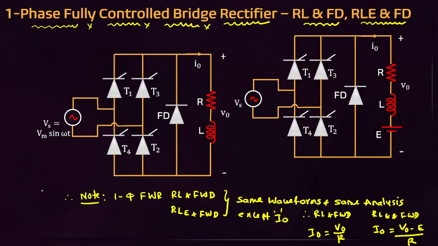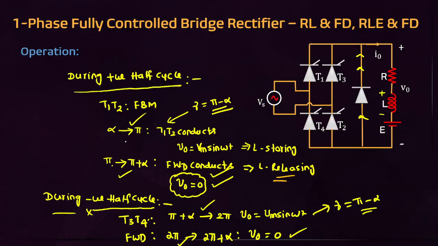Next, one more important configuration of the single phase full wave or fully controlled rectifier is the bridge rectifier with RL and freewheeling diode, and RLE and freewheeling diode. I told already, RL and RLE have the same waveforms and same formulas, only the I naught form differs. For RL with freewheeling diode, I naught is V naught by R; for RLE with freewheeling diode, I naught is V naught minus E by R. These conduction angles you have to concentrate on. Each SCR conduction angle is pi minus alpha. Freewheeling diode conduction angle is 2 alpha.